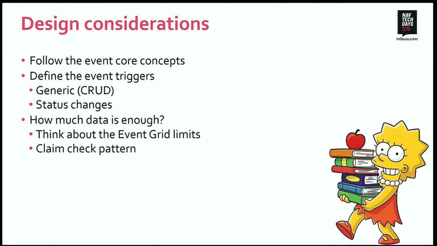And also, how much data is enough? That's the most common question. Most of the time, what we used to do is expose like 50 different fields, thinking that, okay, this might be needed in the future, so we'll expose that. And then the data set gets bigger and bigger. So we need to understand what data set is actually needed for the customer. And since now we have a way of configuring it manually by the user, we don't have to expose all the fields that are in the table. And also, there's a limit in Event Grid.